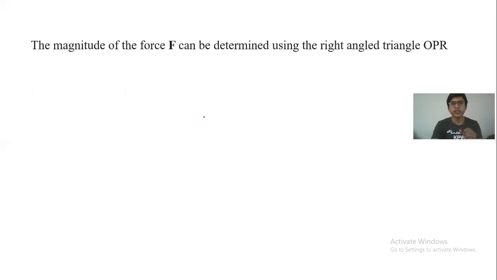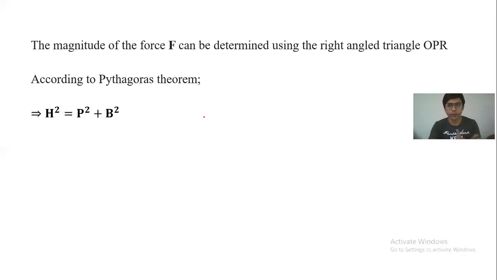Then the magnitude of the force F can be determined using the right angle triangle OPR. Just remember the SLO: we are interested in finding the magnitude of the force, and in order to find it, we will look at the right angle triangle OPR and at another trigonometric ratio. According to Pythagoras theorem, hypotenuse squared is equal to perpendicular squared plus base squared. Then we can replace hypotenuse by F, perpendicular by Fx, and base by Fy.